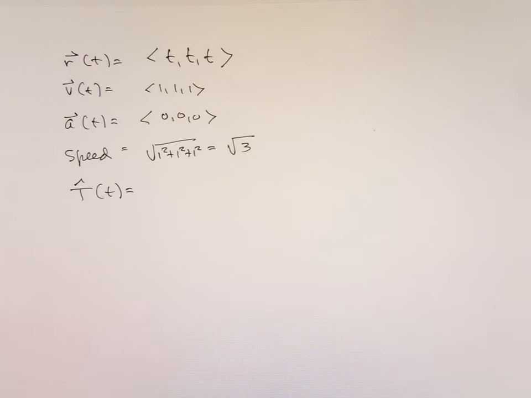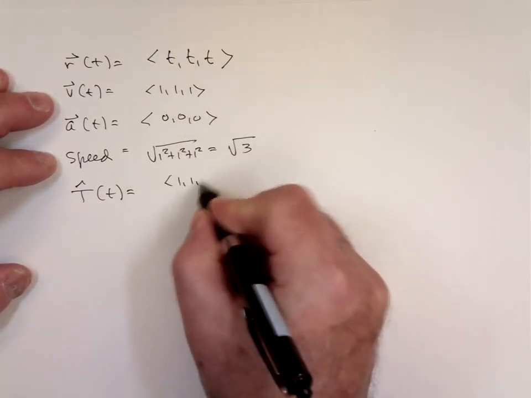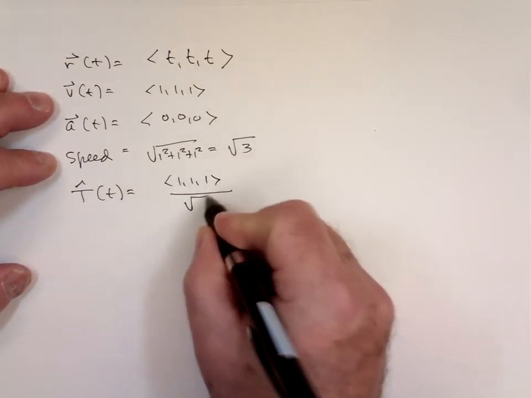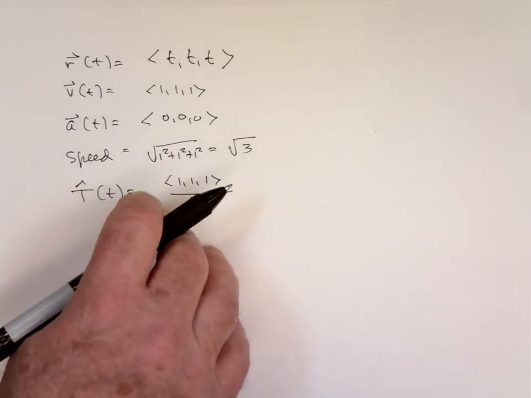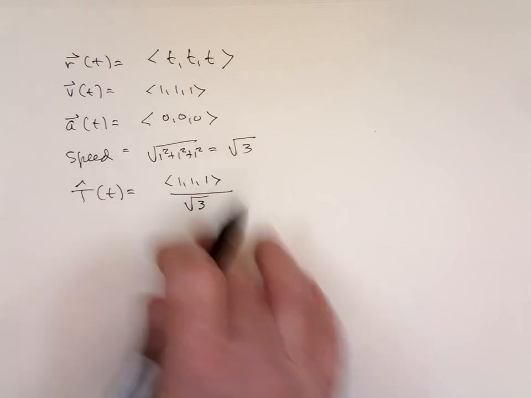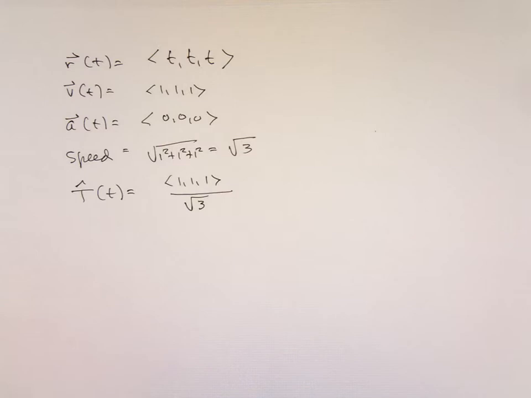Alrighty. Unit tangent. We need R prime over the magnitude. So unit tangent vector is 1 over square root of 3, 1 over square root of 3, 1 over square root of 3. That's the unit tangent vector no matter where we are. Okay? No matter where we are.